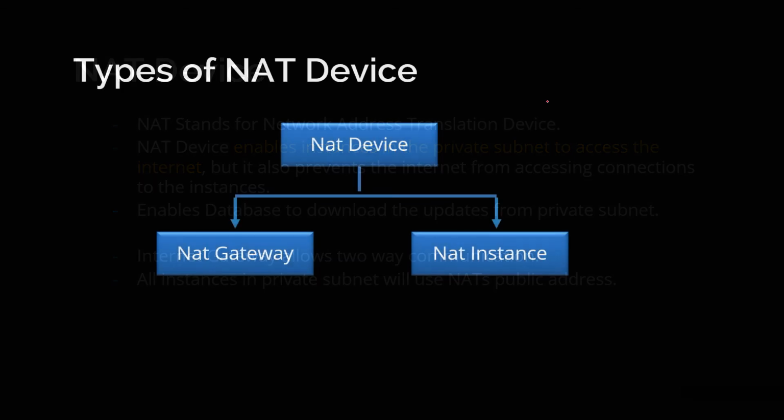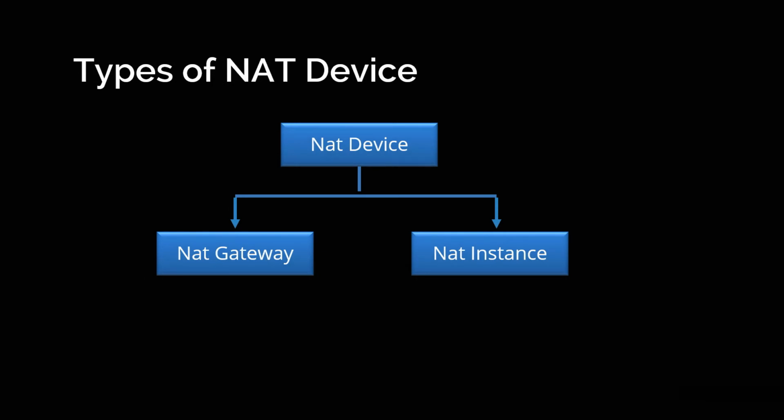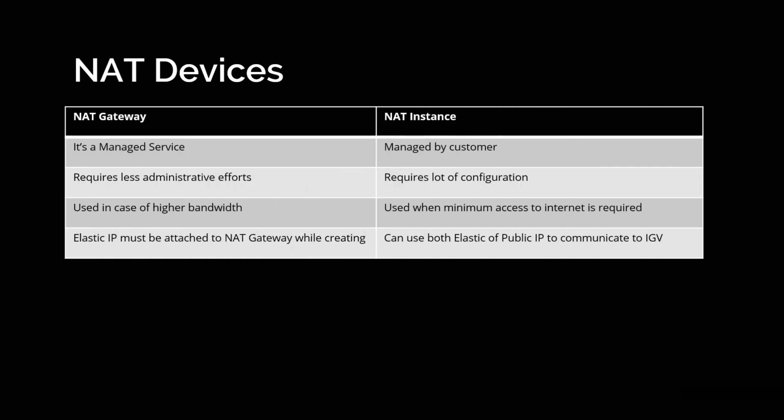Now let us see the different types of NAT devices. One is a NAT gateway, another is a NAT instance. A NAT instance is managed by the customer themselves, whereas a NAT gateway is a fully managed service by AWS. So you don't have to worry about the administrative efforts, whereas if you're planning to host through a NAT instance, then it requires a lot of configuration.